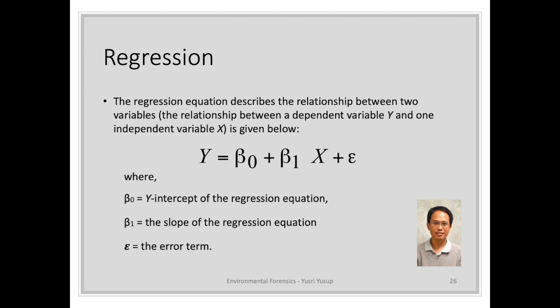The regression equation describes the relationship between, again, a dependent variable, y, and one independent or response variable. The equation is as follows. Y, the dependent variable, equals the constant beta naught plus beta 1 multiplied by the independent variable x, plus an error value epsilon. Beta naught is the y-intercept of the regression equation, or the constant, and beta 1 is the slope of the regression equation.